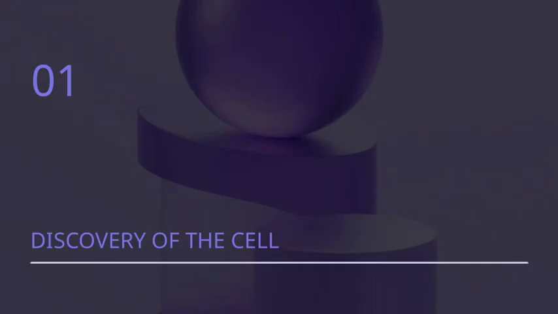Today, we're diving into the discovery of the cell, which is a fascinating chapter in the history of biology. The discovery marked the beginning of understanding the building blocks of life. It all started with the invention of the microscope, which allowed scientists to see things that were previously invisible to the naked eye. One of the key figures was Robert Hooke, who in 1665 used a microscope to look at a slice of cork.